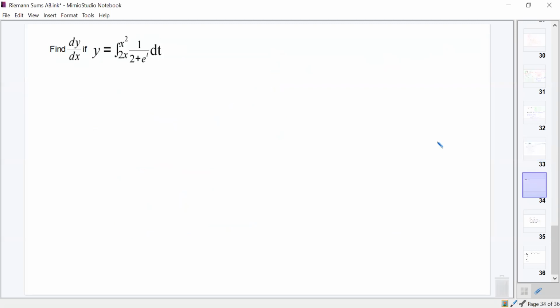All right, let's take a look at this one. The integral from 2x to x squared of 1 over 2 plus e to the t. So now we've got an issue where the lower limit and the upper limit are both different functions.